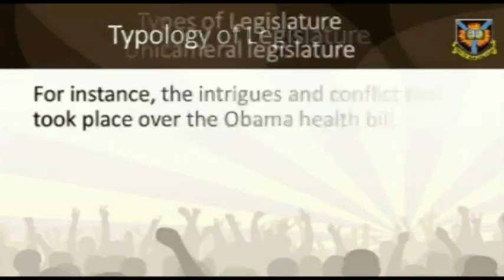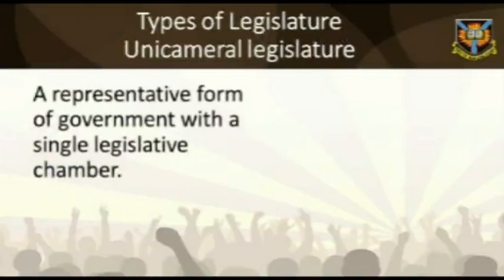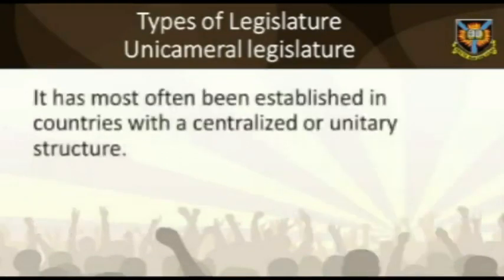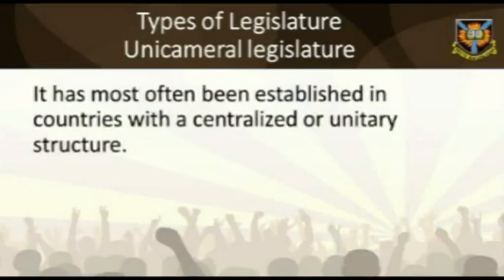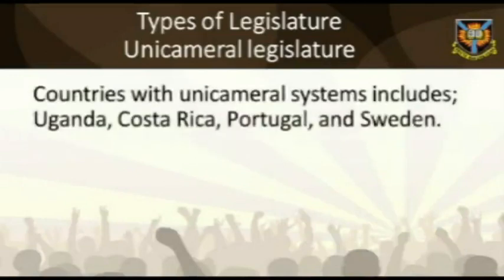Types of legislature. Unicameral legislature. One chamber or unicameral legislature is a representative form of government with a single legislative chamber. In unicameral legislature, there is existence of only one chamber. It has most often been established in countries with a centralized or unitary structure. Countries with unicameral systems include Uganda, Costa Rica, Portugal, and Sweden.